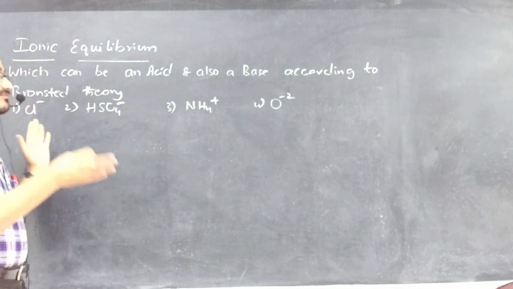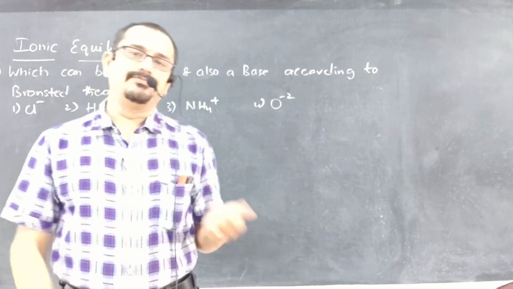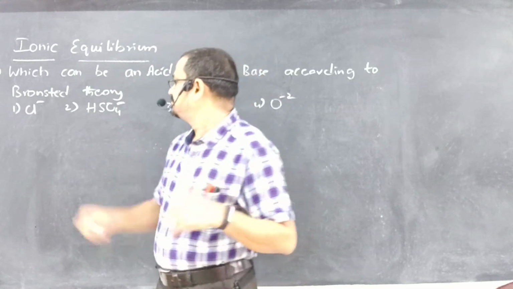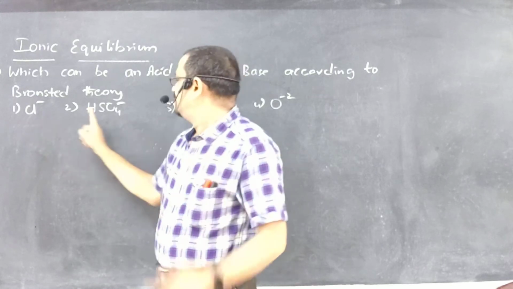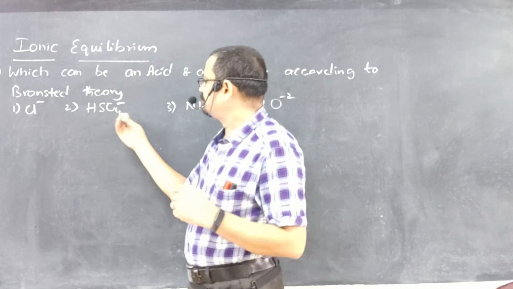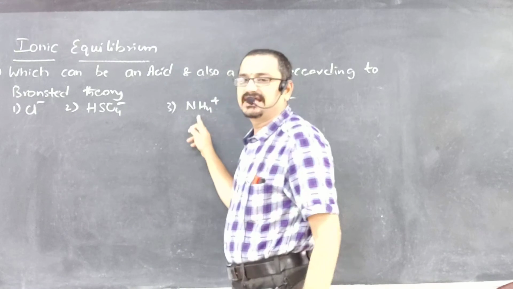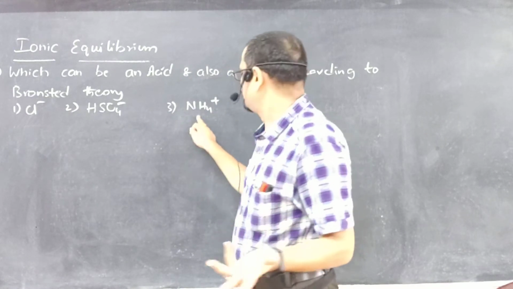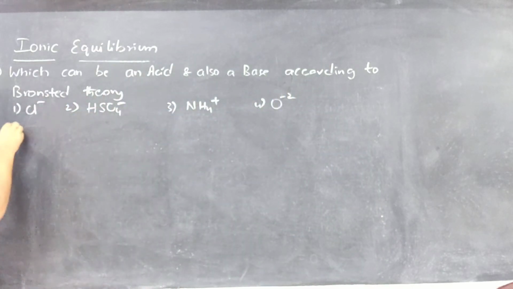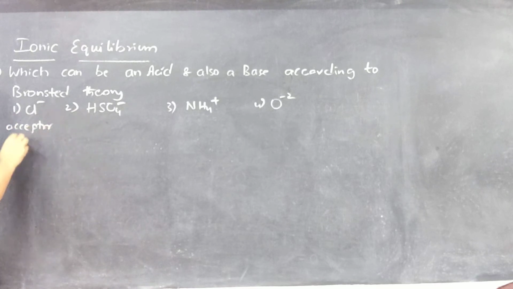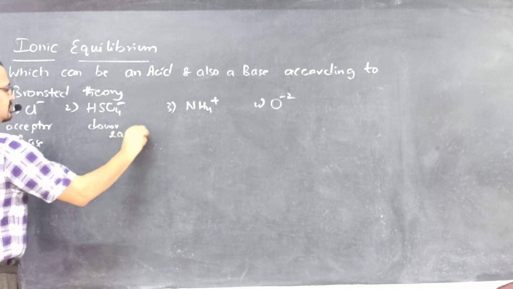Now among them, Bronsted-Lowry theory states that an acid is a proton donor and a base is a proton acceptor. Cl minus can act as only proton acceptor. HSO4 minus can act as both proton acceptor as well as proton donor. And NH4 plus can act as only proton donor. It cannot further accept a proton. It can act as only donor. This is acceptor, means a base. This is a donor and acceptor.